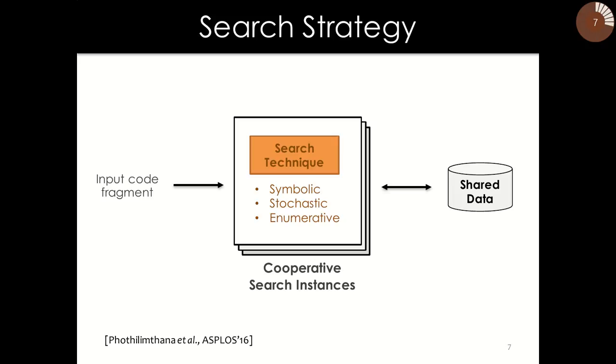The search strategy runs multiple search instances in parallel using different search techniques, including symbolic, stochastic, and enumerative search. Symbolic search uses an SMT solver to perform the search. The stochastic search performs a random walk, and enumerative search enumerates all possible instructions but with a lot of clever pruning techniques. These search instances communicate about the best program they found so far and work collaboratively.